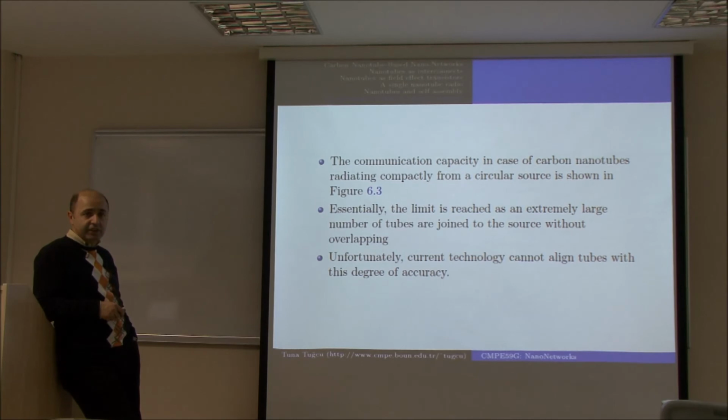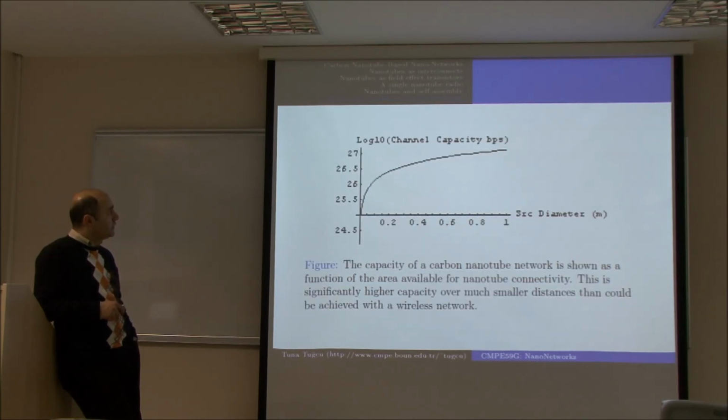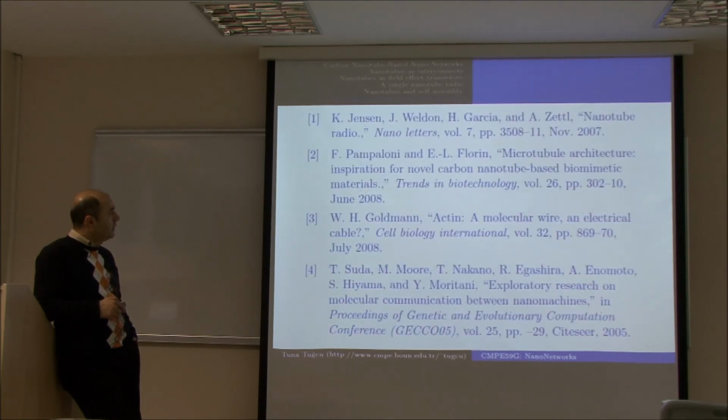Essentially, the limit is reached as an extremely large number of tubes are joined to the source without any overlapping. But unfortunately, the current technology at the moment does not allow such alignment of the tubes. So there will be an upper limit to the capacity at the moment. That would conclude chapter 4, and that would be all, as I said, for this semester.